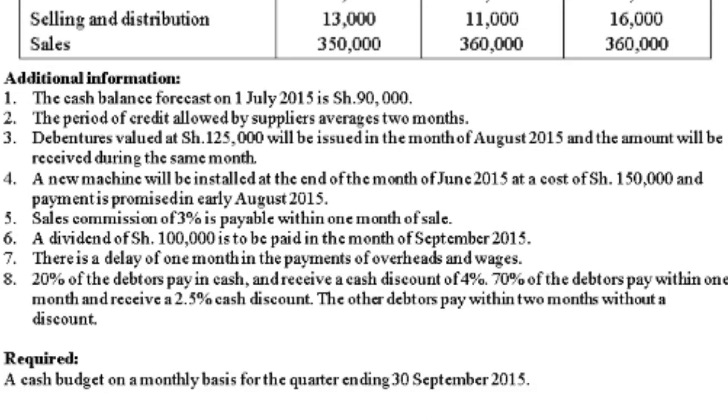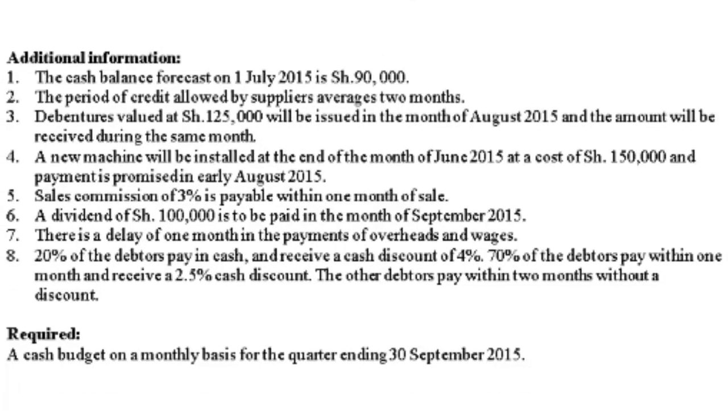End of question. Now, a quarter is 3 months, so we are going to have the month of July, the month of August, and the month of September. And then we have been told about the purchases. These are paid purchases. We have been told in information number 2 that the period of credit allowed by suppliers averages 2 months, so we are going to pay actually 2 months after. We just need to push the purchases 2 months.